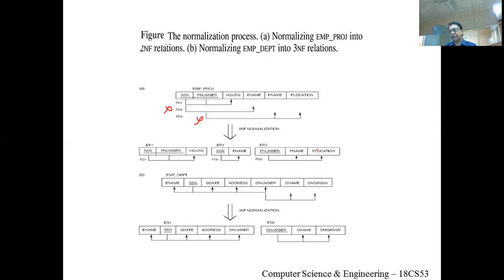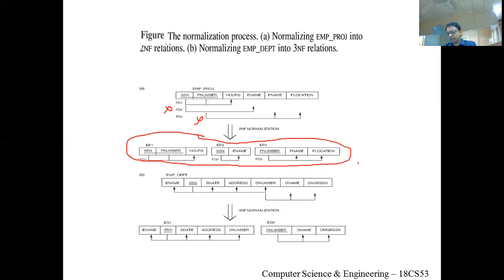In EP1, SSN and project number are made the primary key because we require both attributes to determine hours. In EP2, SSN determines E name. The project number attribute is not required, that's why we have removed it here. In EP3, we have only project number. The SSN, which is not required to determine project name and project location, we have removed. So now all three relations are in second normal form. We don't have any partial dependencies here.